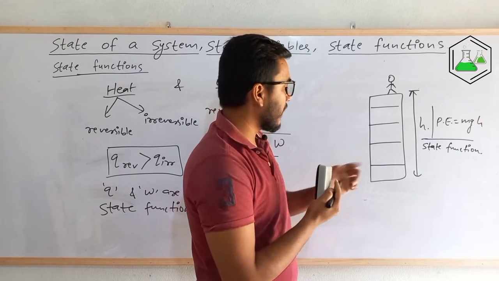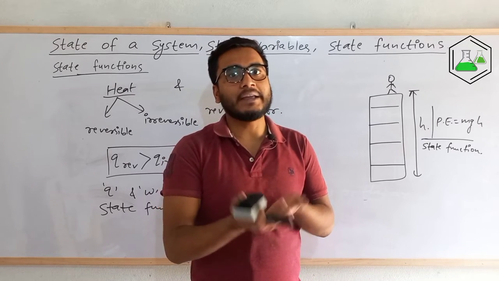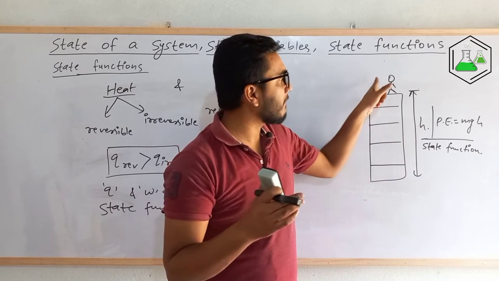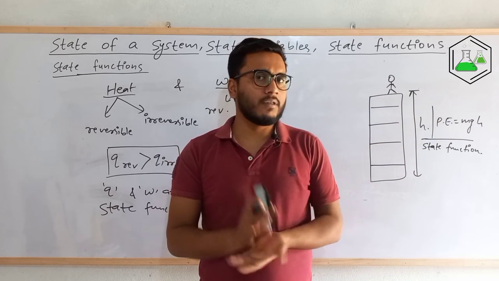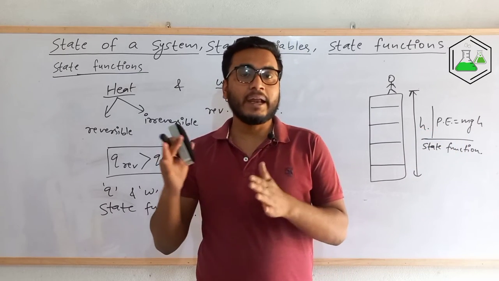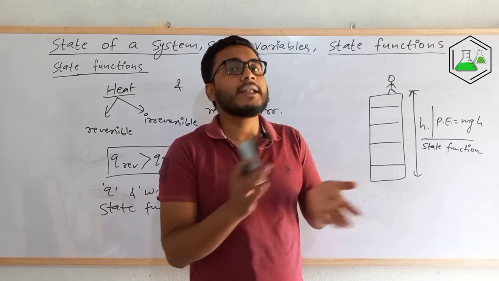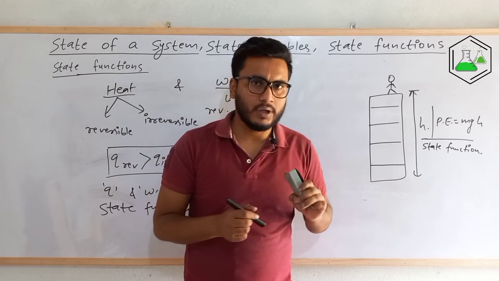Either this person goes there by jumping or climbing or running or by lift or by stairs, it does not depend. When that person reaches over there, the height will always be same and the potential energy will always be same. So these are the state functions. Height and potential energy, we can say, are state functions. But let us talk about his work done, okay?